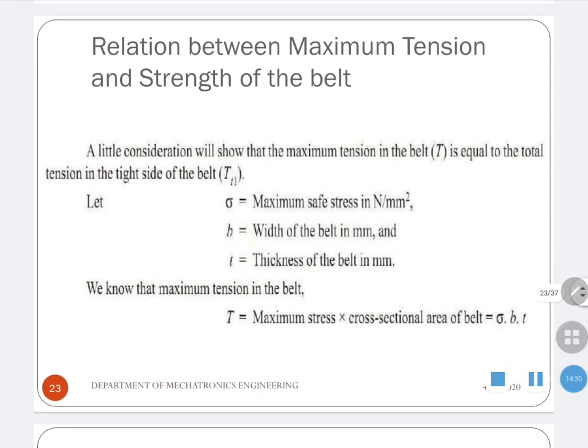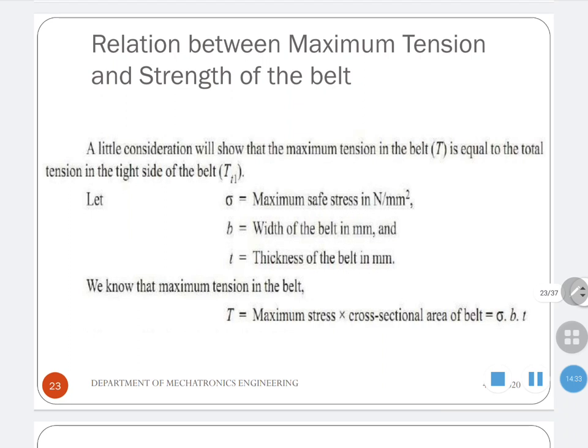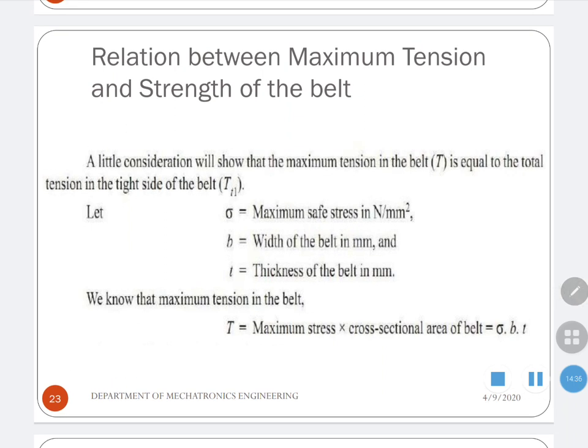Then the relation between maximum tension and strength of the belt. What is the relation between maximum tension and strength of the belt? It depends on the maximum tension in the belt. T is equal to the total tension of the tight side of the belt. T is equal to the maximum stress times the cross section area of the belt, so width of the belt times thickness of the belt. Given a cross section area, you can find the maximum stress, and multiplying by it, you will get the maximum tension in the belt.